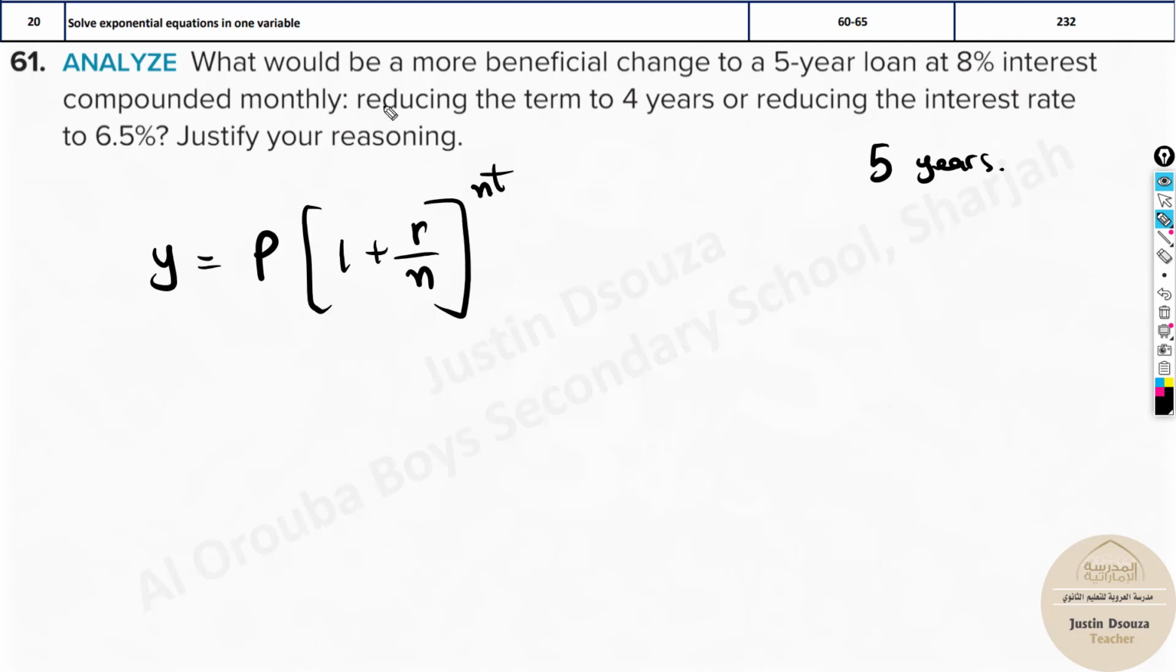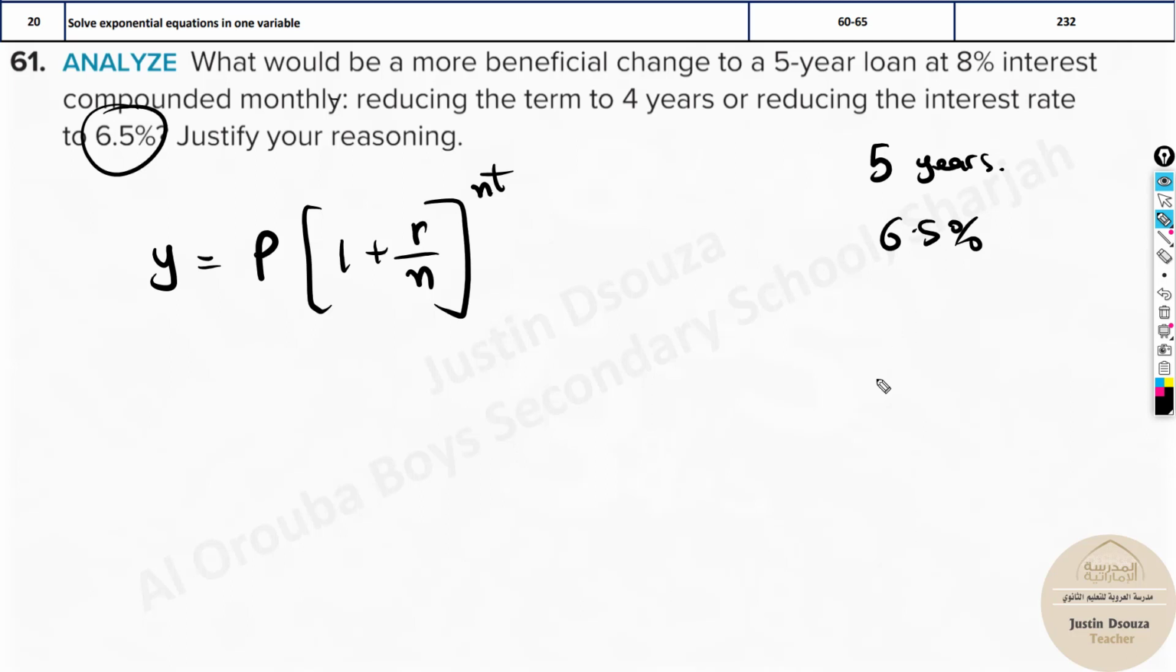8% interest compounded monthly, reducing the term to 4 years. If you pay 8% interest, compounded monthly, the term is reduced to 4 years. In 4 years, you can take it off. But otherwise, you must pay at 6.5%. If it's 5 years, it's 6.5%.